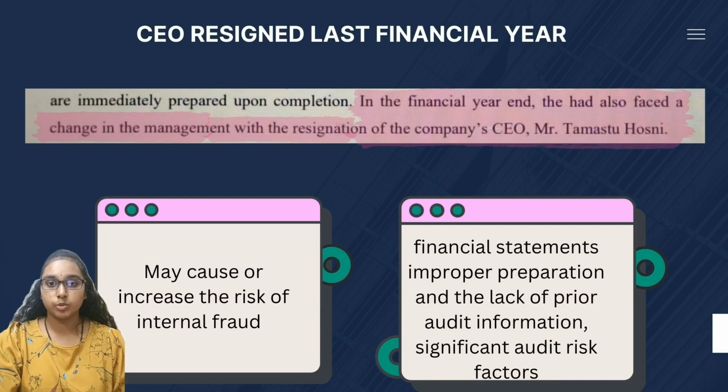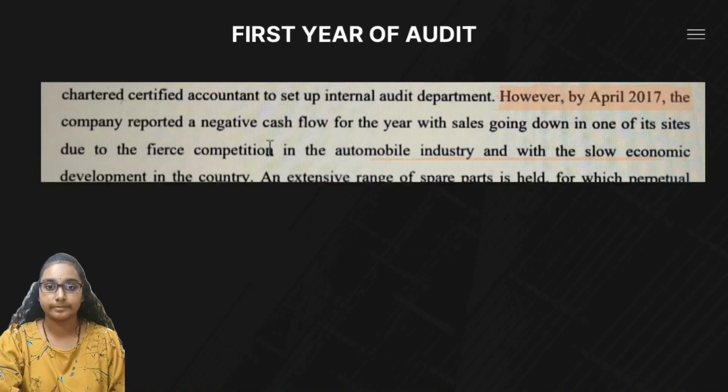The audit risk to be addressed when planning the financial audit of Misty Motors for the year ended 30 June 2017 is the CEO resigned last financial year. As evident, in the financial year end, they also faced a change in management with the resignation of the company CEO, Mr. Tamastu Hosni. Where the CEO is not present, this may raise the risk of internal fraud. As a result, improper preparation of financial statements and the lack of prior audit information are significant audit risk factors.